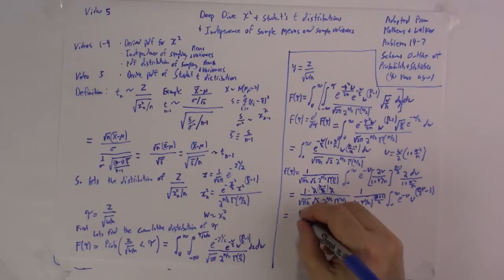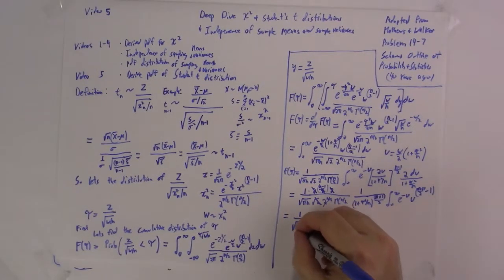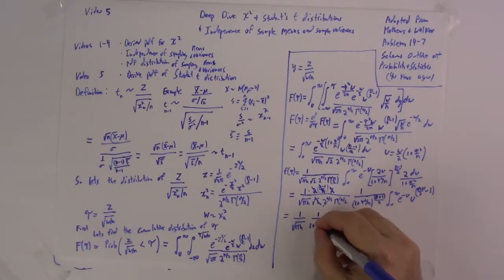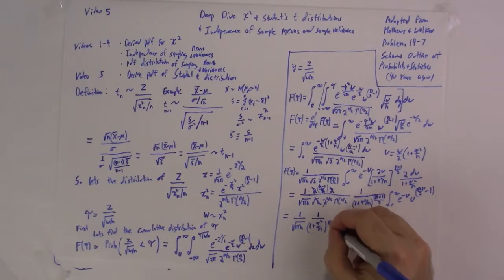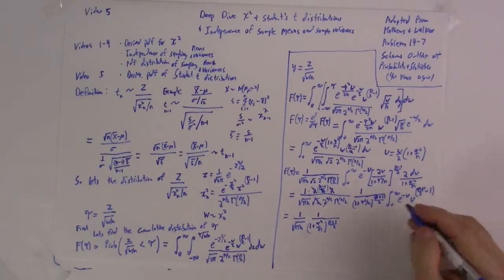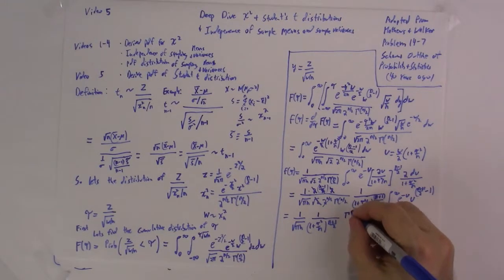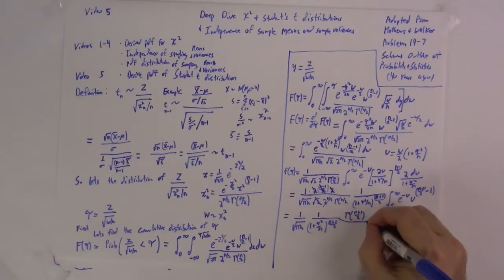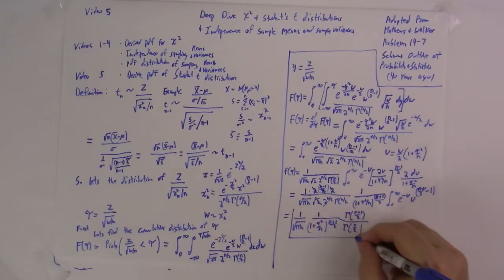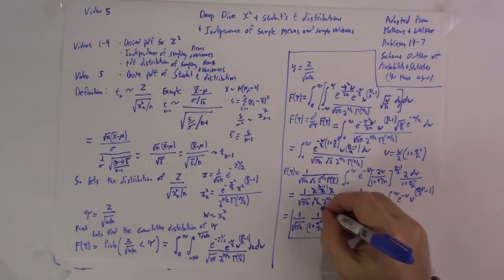So this is equal to 1 over the square root of pi n, 1 over 1 plus tau squared over n to the n plus 1 over 2. And then this is just our gamma function again. Gamma of n plus 1 over 2 over another factor, gamma of n over 2. So this is the famous Student's t-distribution for n degrees of freedom.